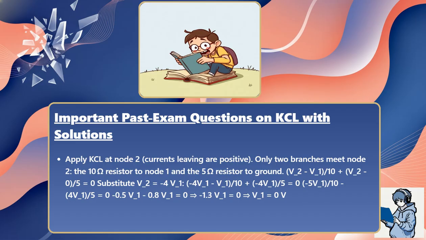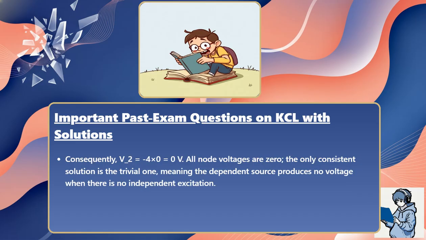Therefore, V_1 equals 0 volts. Consequently, V_2 equals negative 4 times 0, which is 0 volts. All node voltages are 0. The only consistent solution is the trivial one, meaning the dependent source produces no voltage when there is no independent excitation.